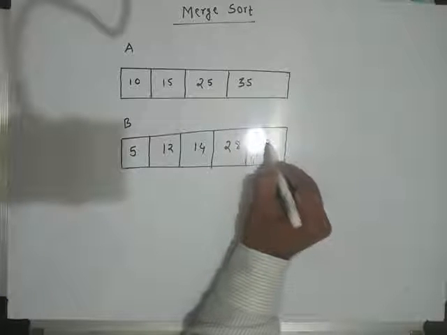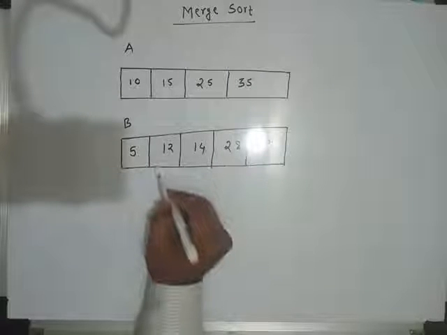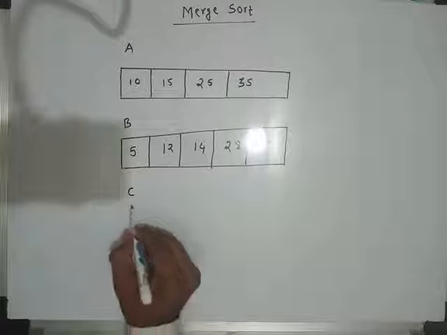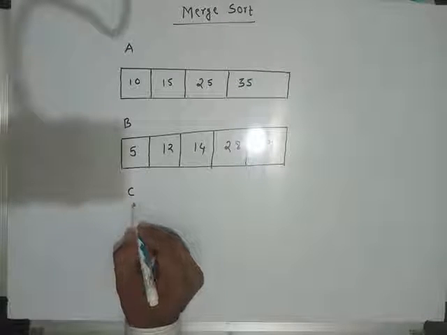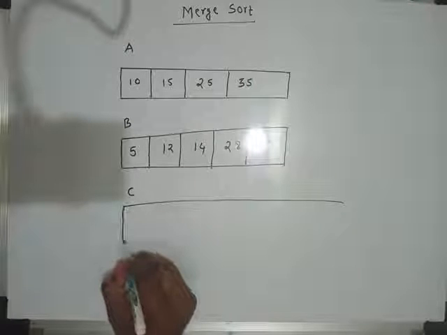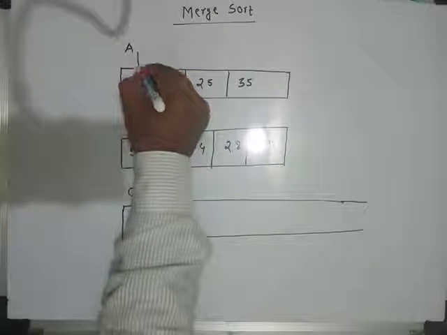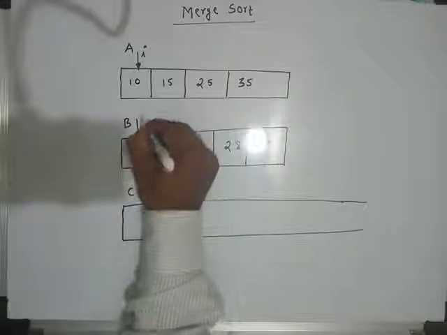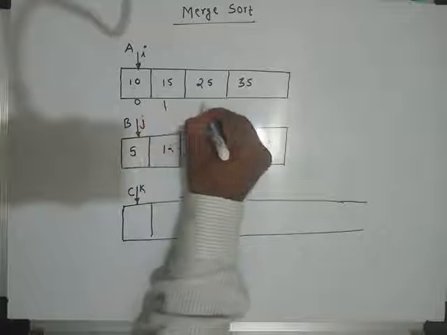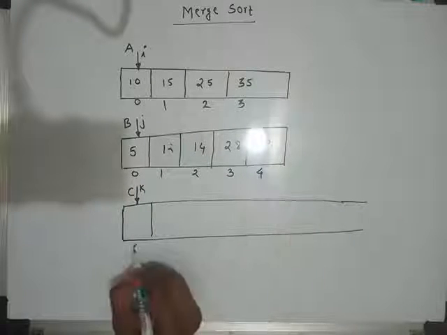And let's say 30. So what we are asked to do is merge these two arrays A and B in order to get a bigger sorted array. Let's say we'll store the sorted array in a third array C, which we'll use to merge these two arrays. So we have this temporary array C. The merge procedure goes like this: we'll take one variable i here, another variable j here, and one more variable k here. This is 0, 1, 2, 3, 0, 1, 2, 3, 4, 0.